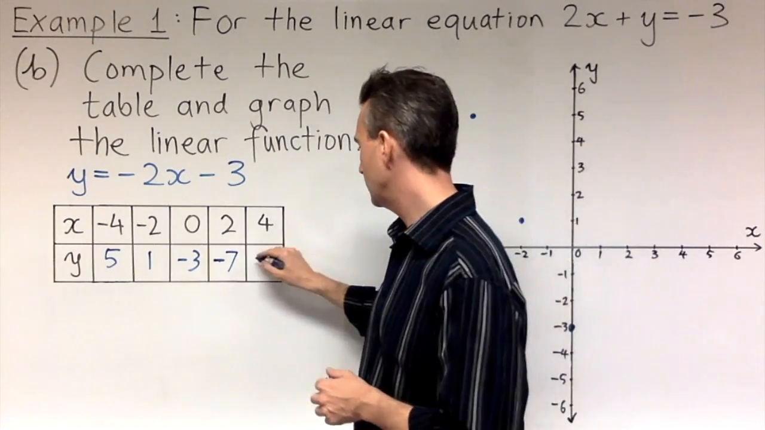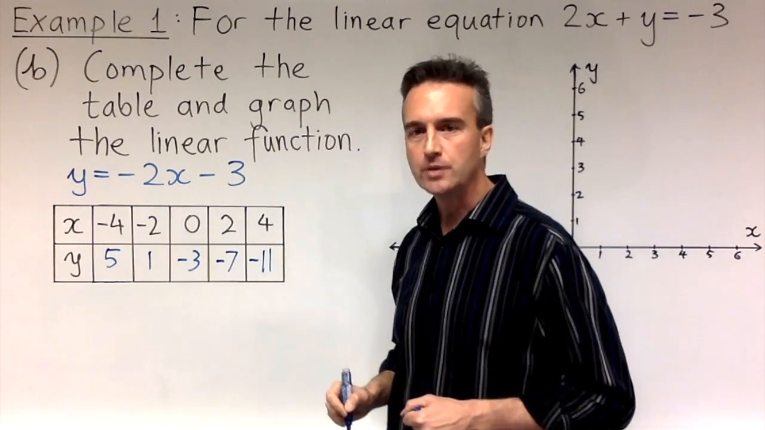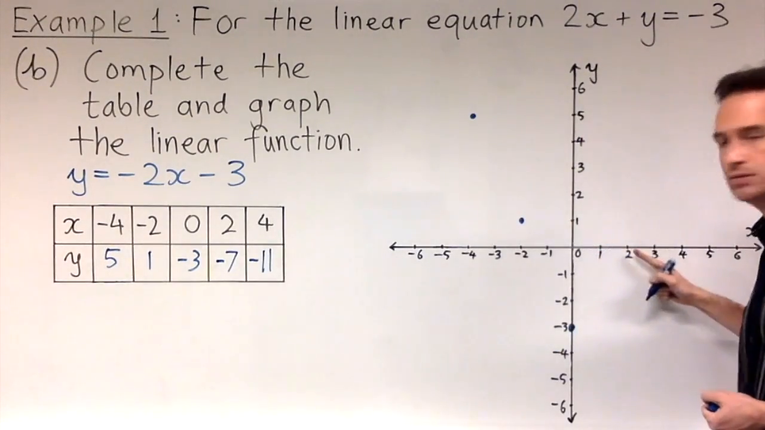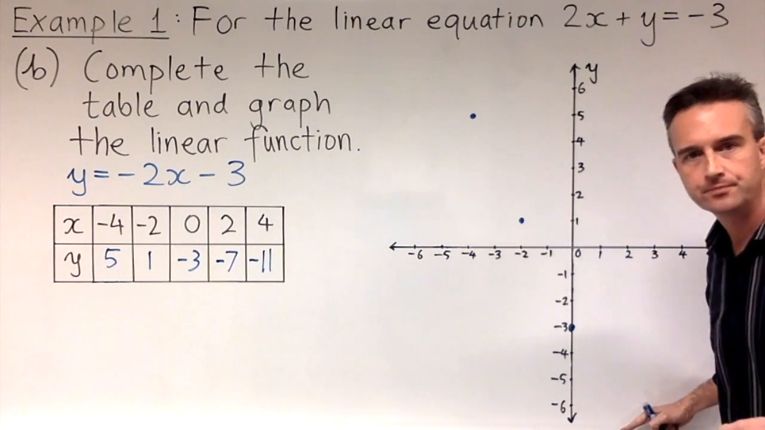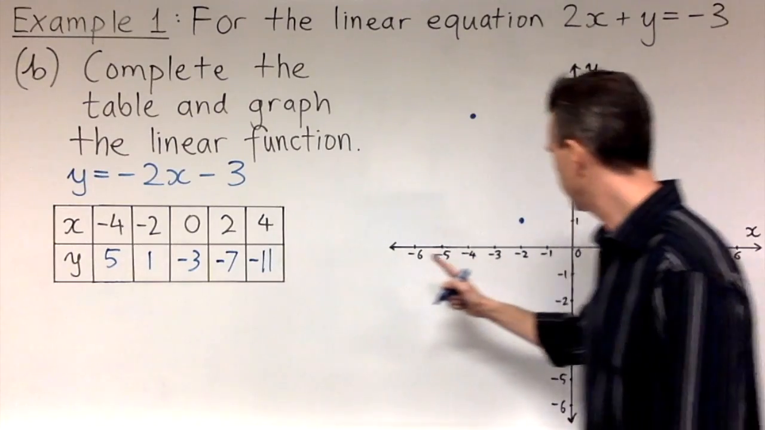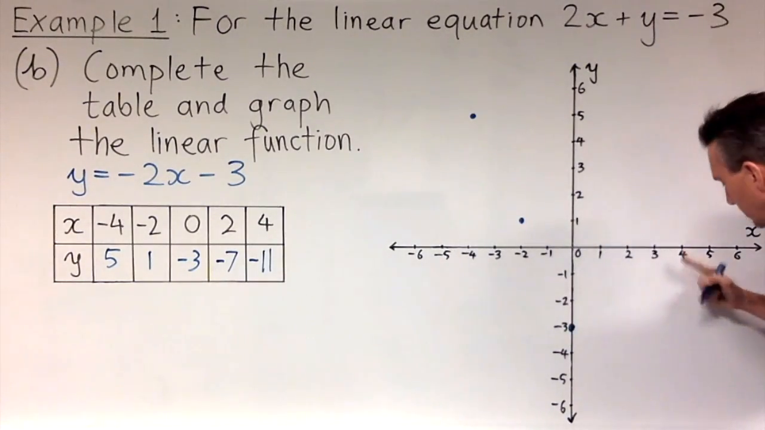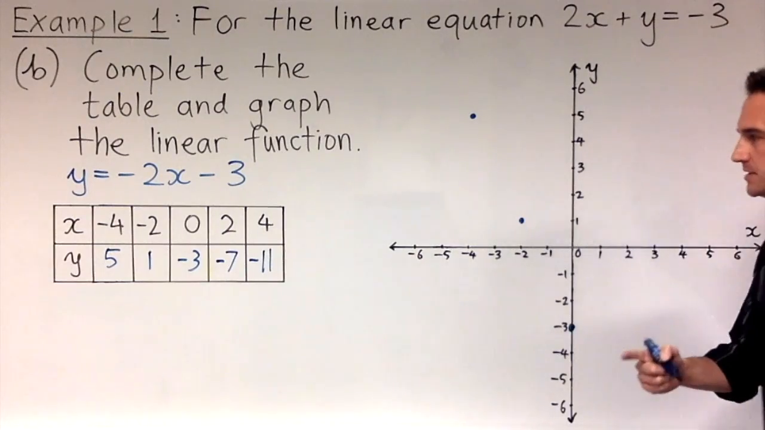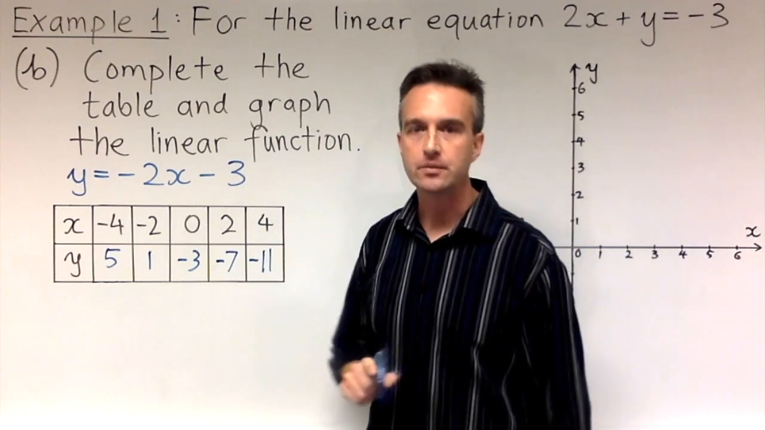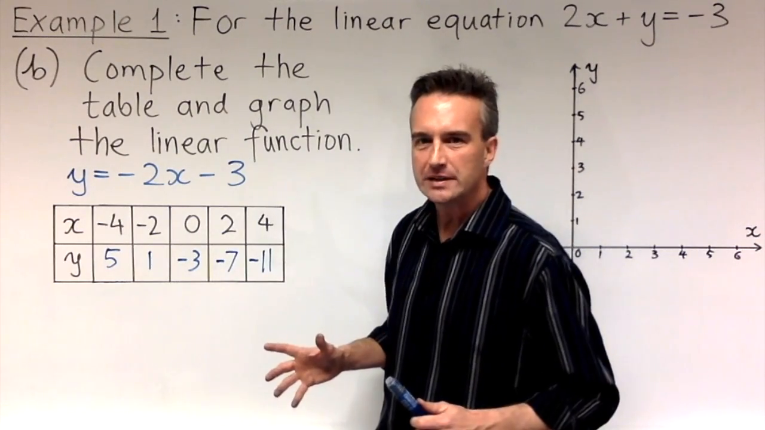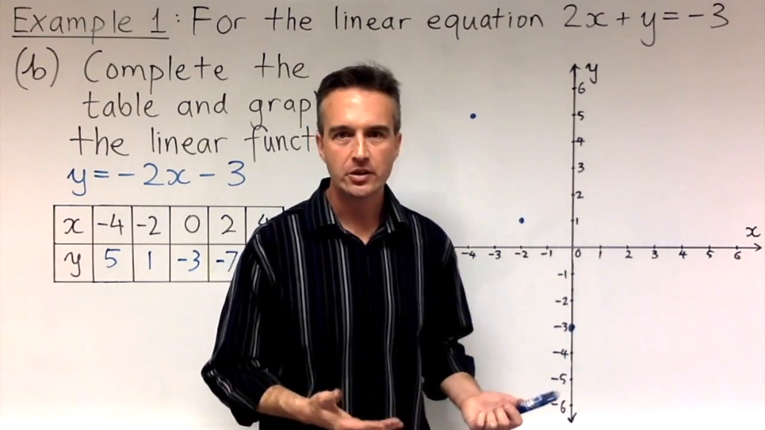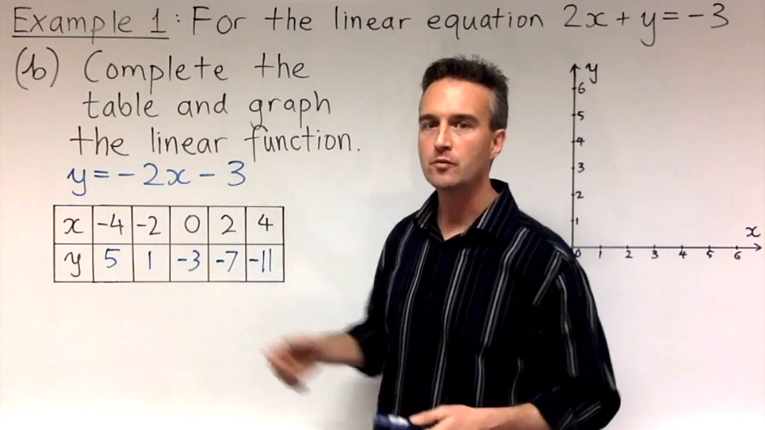Negative 7, negative 11. Let's plot these points on our coordinate plane. 2, negative 7. Oh, it does not fit on my coordinate plane. Let's try 4, negative 11. Oops, this one doesn't fit either. Okay, so we're only really able to use our first 3 points here, which is enough. But I feel really disappointed that these last 2 points went to waste. They didn't fit in our coordinate plane. You can extend your table and have more values if you like.